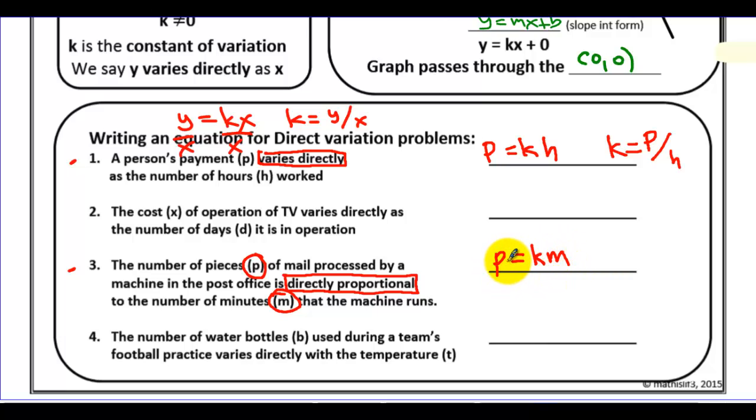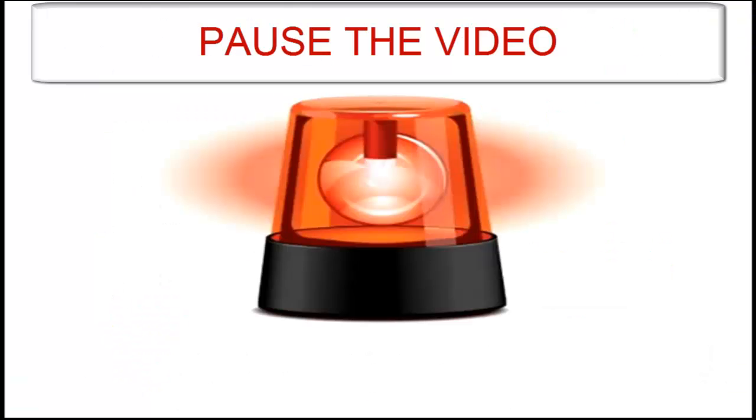So our direct variation equation is: number of pieces is directly proportional to the number of minutes. If we are going to solve for our constant of variation, we just need to divide both sides by M, and we will have P divided by M. Okay, so go ahead and pause the video and solve questions 2 and 4.